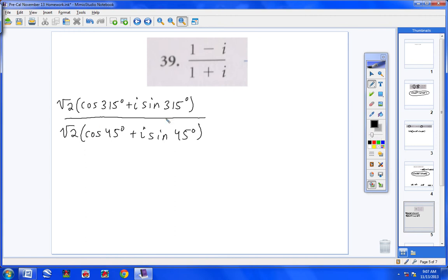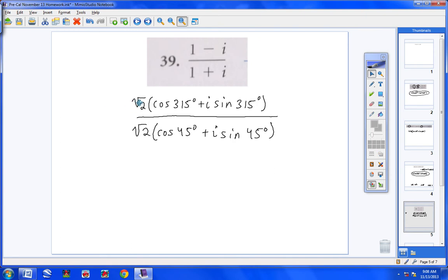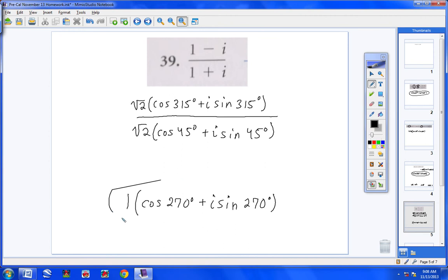And so what I've taught you to do is when you're dividing complex numbers in trig form, first of all to take your outside numbers and you divide them. And those outside numbers would be square root of 2 over square root of 2. So square root of 2 divided by square root of 2 is 1. Then put your parentheses, and then you subtract your angle. So 315 minus 45 would be 270 degrees. Plus i sine, and then once again 270 degrees, because 315 minus 45 is 270.